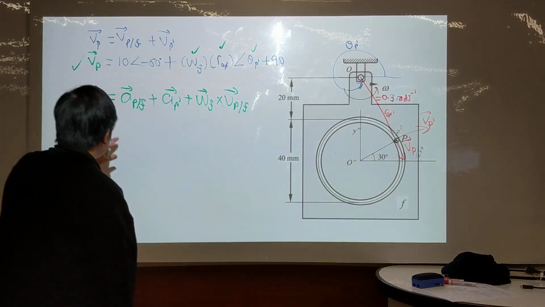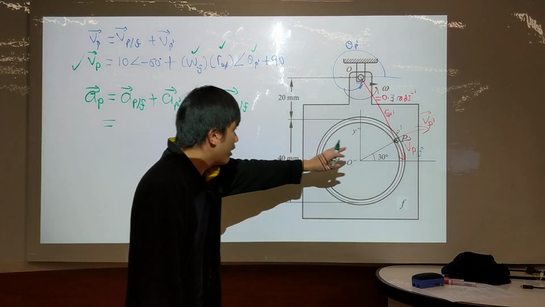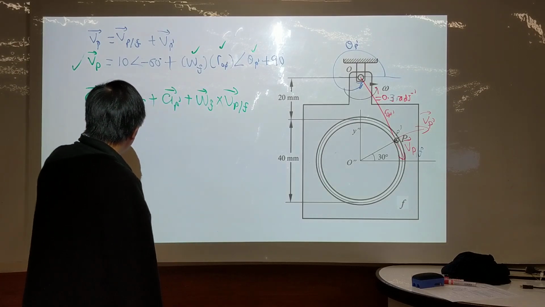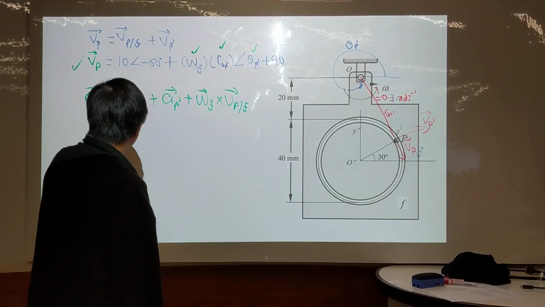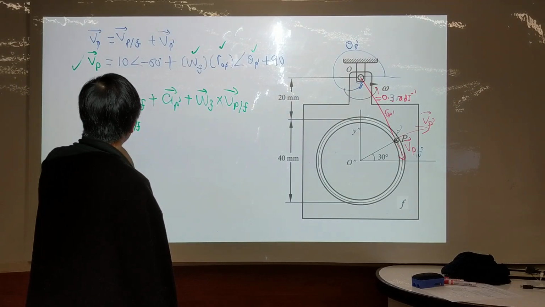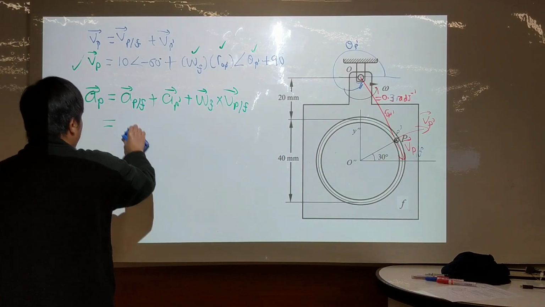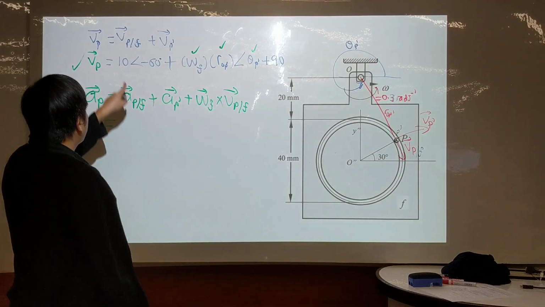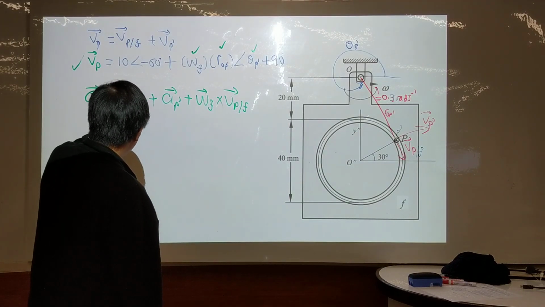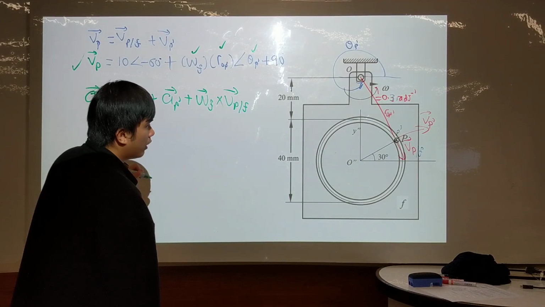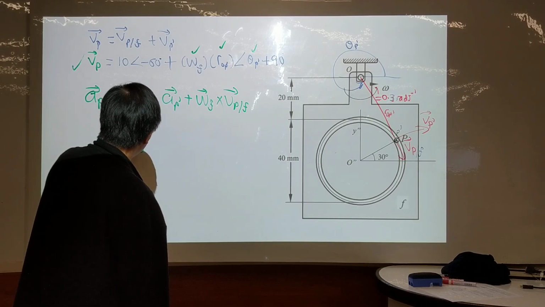So in this case, acceleration of P with respect to F is just equal to Vp/F squared, which equals V squared over R, right? And the V squared is just equal to 10 squared over R. R is just equal to P O double prime.